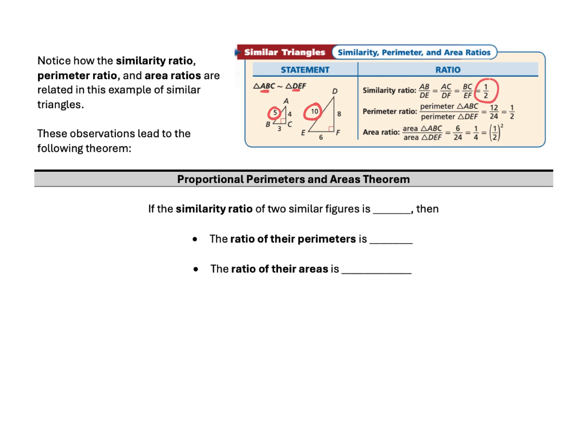Now, if we calculate the perimeters, the perimeter of that first triangle, the smaller one, 4 plus 5 plus 3 is 12.